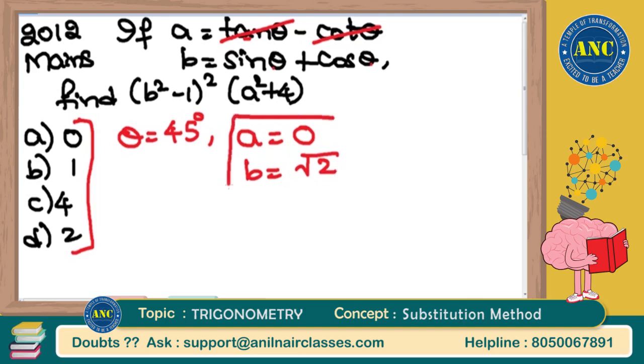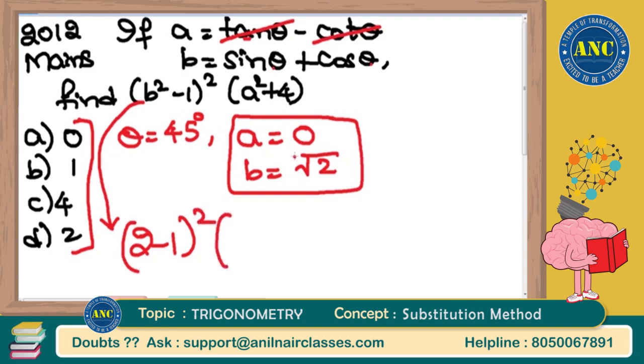A value is known, B value is known. Substitute in the question. B square minus 1, 2 minus 1 whole square into A square, which is 0, so 0 plus 4 is 4. Answer is 4.